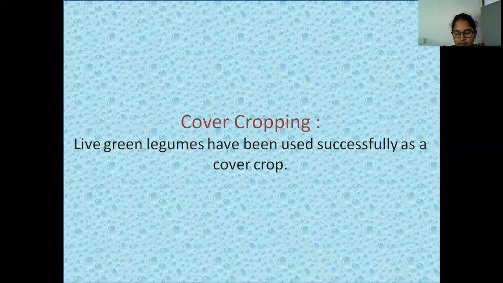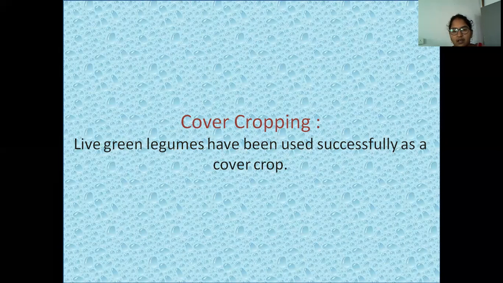And cover cropping. What is cover cropping? Generally, in watershed management, we have repeatedly discussed covering the overall land by using crops. Due to that, soil erosion is reduced, crop growth increases, and infiltration increases. So live green leguminous plants have been used successfully as cover crops.